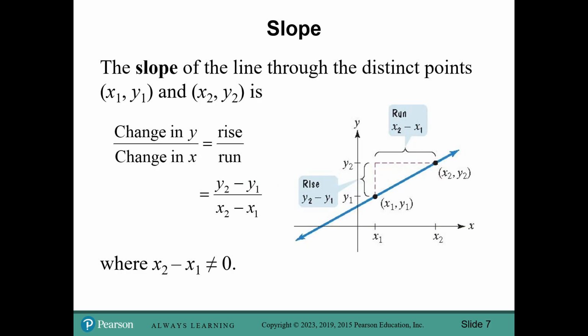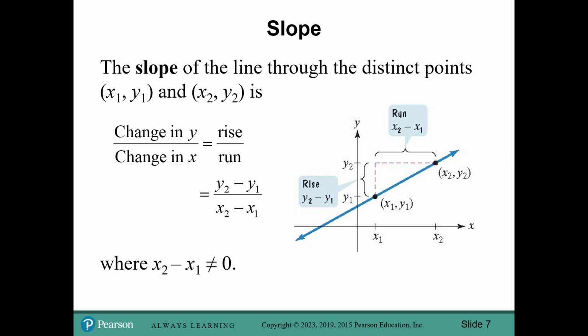Now, you also need to know what the slope of the line is. The slope of the line through distinct points x1, y1, and x2, y2 is the change in y over the change in x, sometimes called rise over run, which is y2 minus y1 over x2 minus x1. So we have this first point here, x1, y1. We have this second point here, x2, y2. All I do is I take this point y2, subtract y1, this point x2, subtract x1. Pretty simple, right? The rise is the y2 minus y1 part. The run is the x2 minus x1 part.